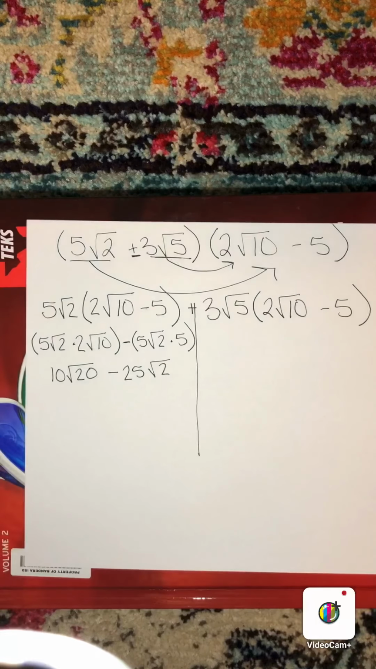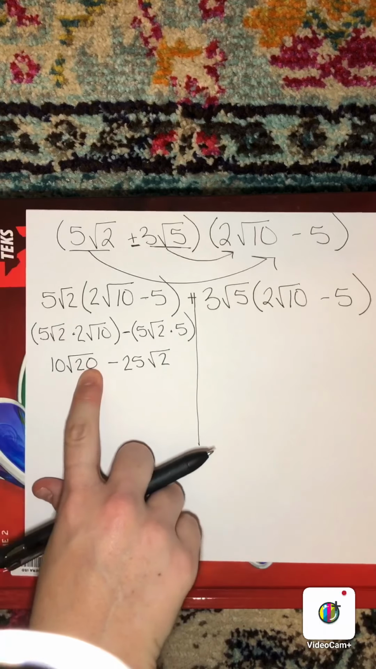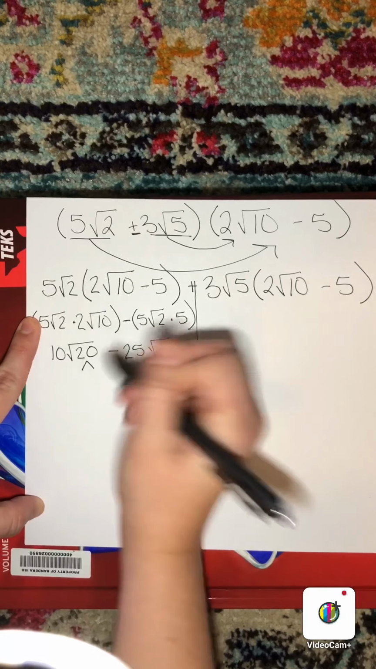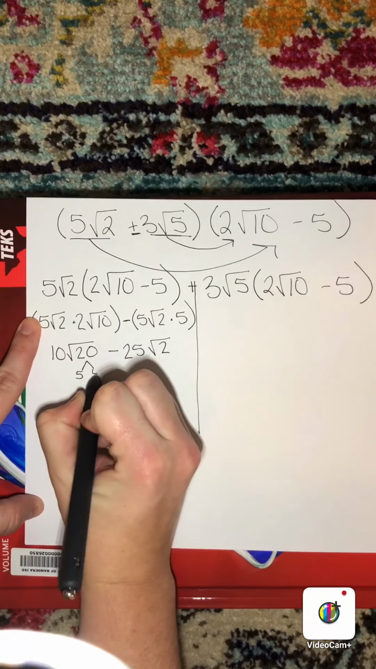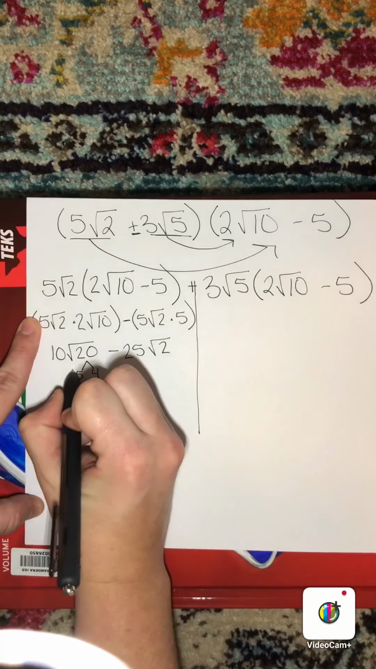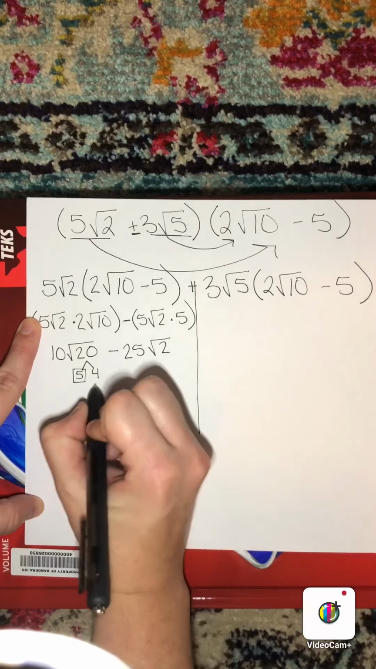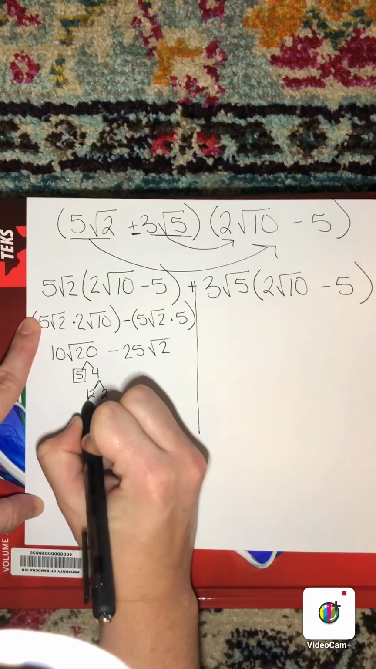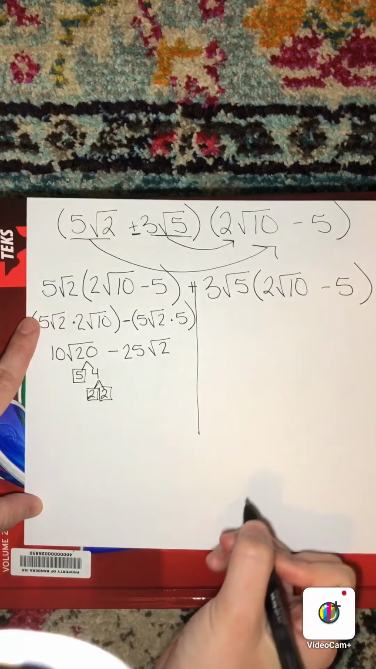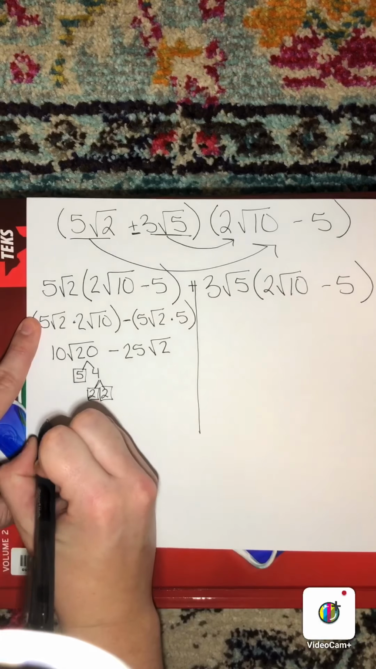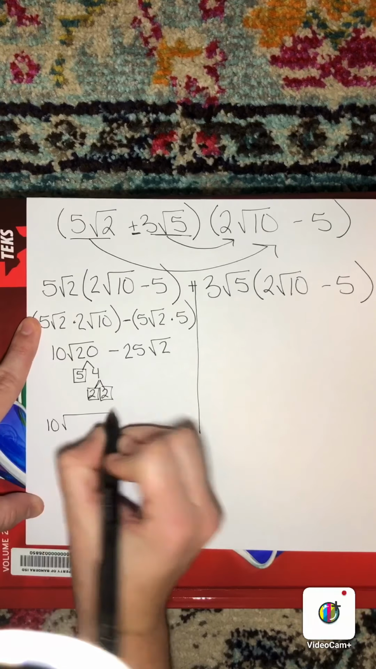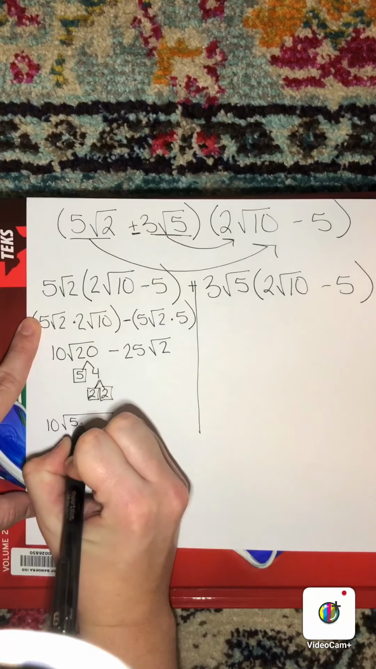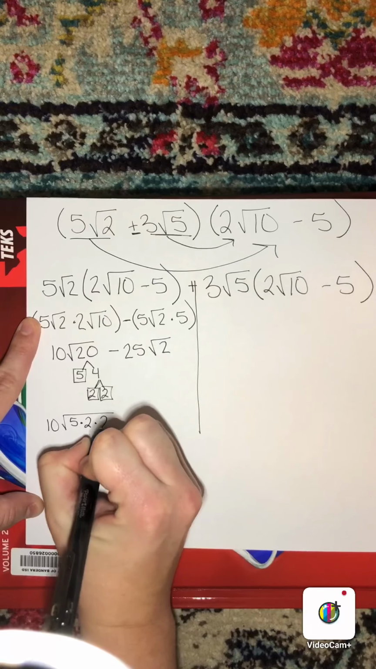All right, 20 can be factored down, so I'm going to go ahead and do that. 5 times 4 equals 20. 5 is prime, but 4 can be factored down to 2 times 2. So when I rewrite this, my outside number stays the same. And instead of radical 20, I'm going to put these three numbers. So 5 times 2 times 2.